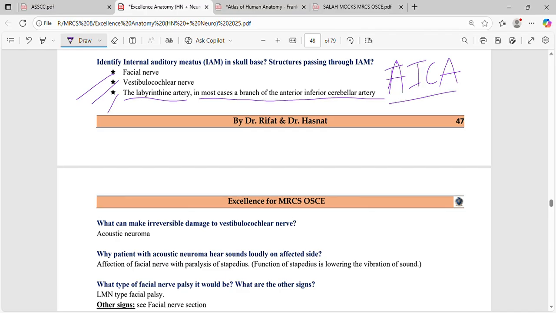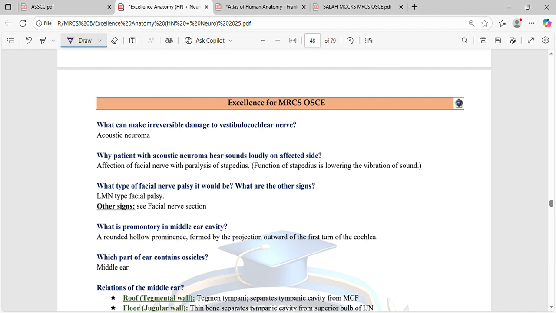So what can cause irreversible damage to the vestibulocochlear nerve? Acoustic neuroma. And why does a patient with acoustic neuroma hear sounds loudly on the affected side? Involvement of the facial nerve can cause paralysis of the stapedius. The function of the stapedius is lowering the vibration of sound. So the stapedius usually helps in the damping of sound.